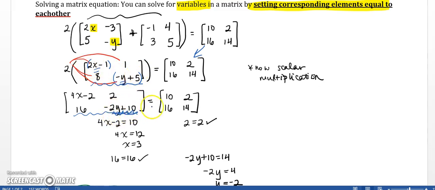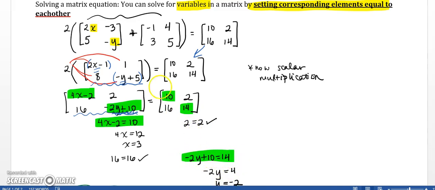And when you multiply by this expression, it needs to go to the negative y and the 5, giving you this expression here. Now you end up with one matrix equal to another matrix, and the fact that corresponding elements are equal to each other really comes in handy, because I know that this is equal to this, so I set them equal to each other and solve for x, and I know that this is equal to this, so I set them equal to each other and I solve.